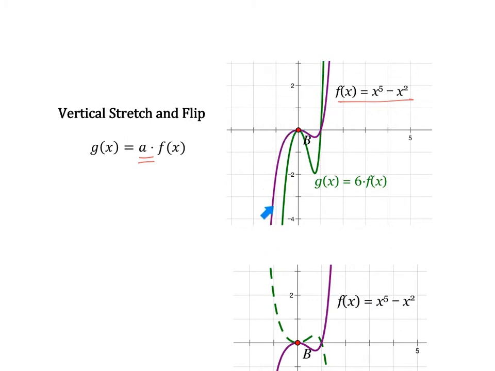So that's the blue curve here. That's what it looks like. And we want to see what happens when we take the function and we multiply that whole thing by 6, for example.